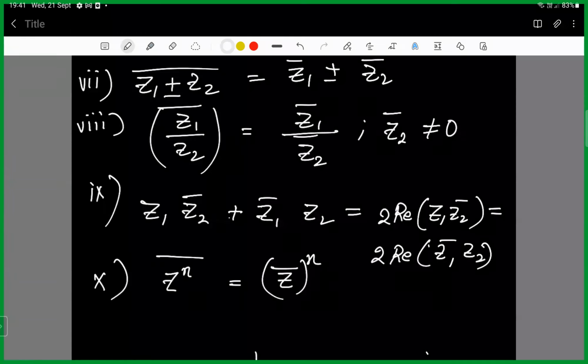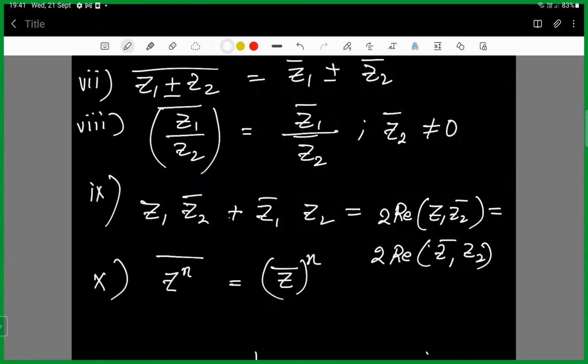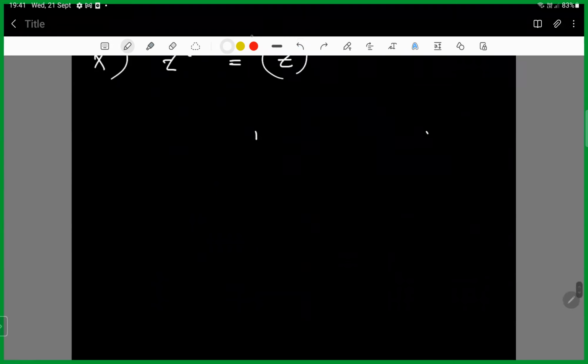So, too many properties, right? Too many properties, is it? Let's solve some of the problems based on this. Acha. Let's solve some problems. See, next class we'll only be doing problems. We have noted down all the properties. What you can do, you can prove these properties also. Then you will understand complex number properties.